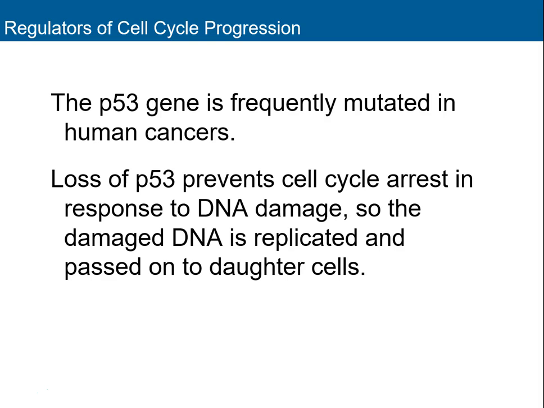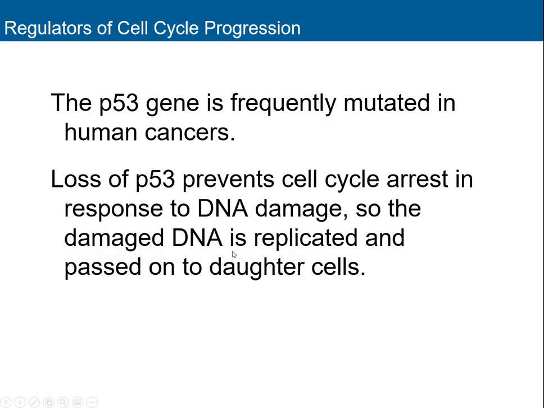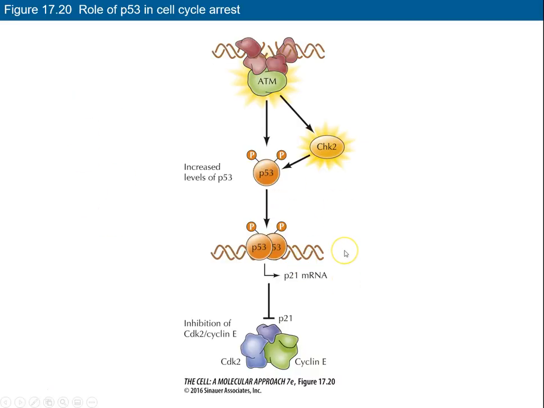It says here, P53 gene is frequently mutated in human cancers. If you lose function of P53, it will prevent cell cycle arrest, just like you see here. If this is not functioning, it can't act as a transcription factor to increase P21, and that's going to lead to cancer. So loss of P53 prevents cell cycle arrest in response to DNA damage. That damaged DNA will then be replicated and passed on. In a lot of different cancers, you'll see a mutation in this particular P53 gene. Again, P53 is considered a tumor suppressor gene as well.